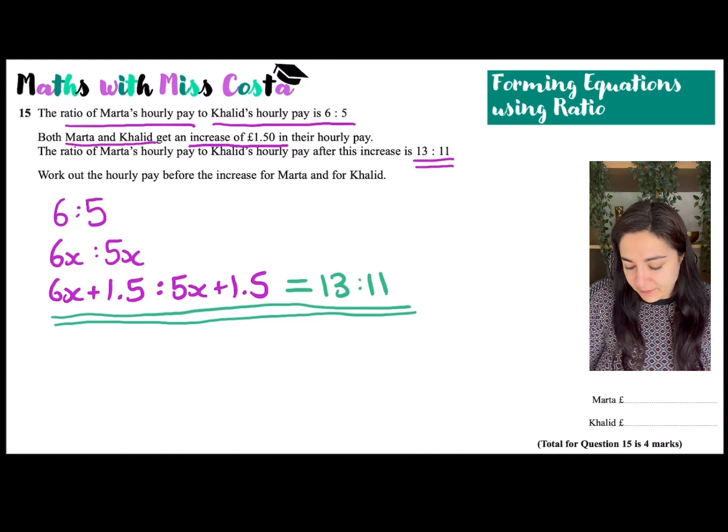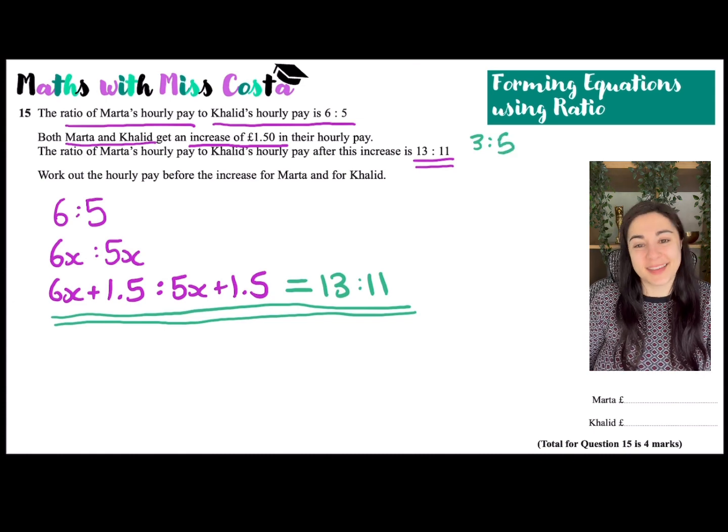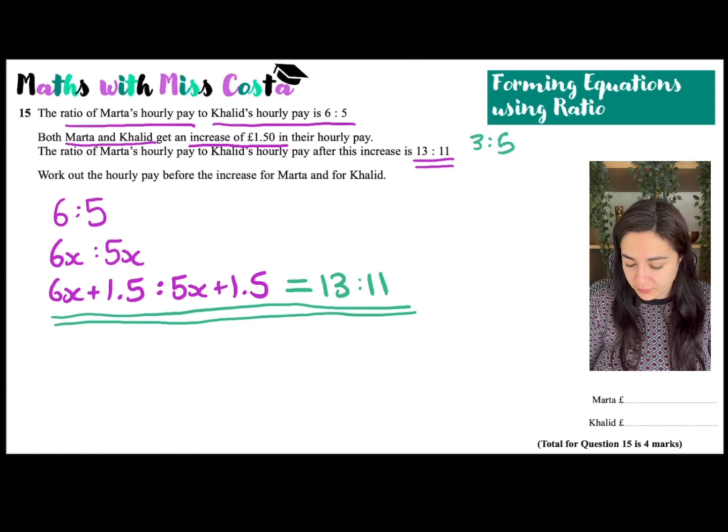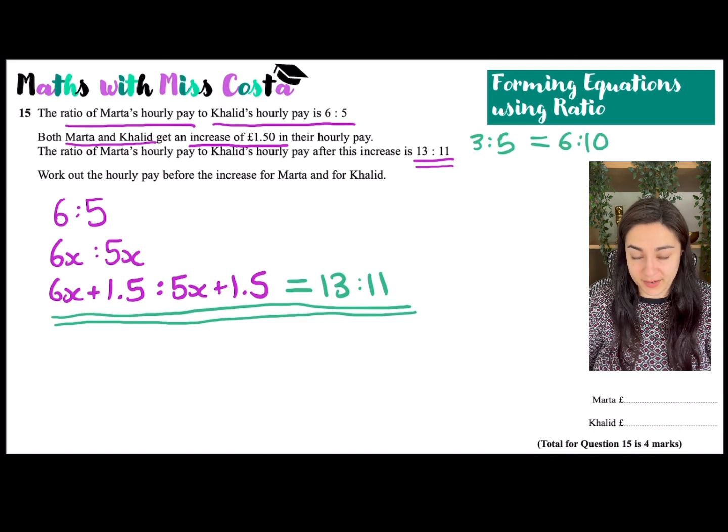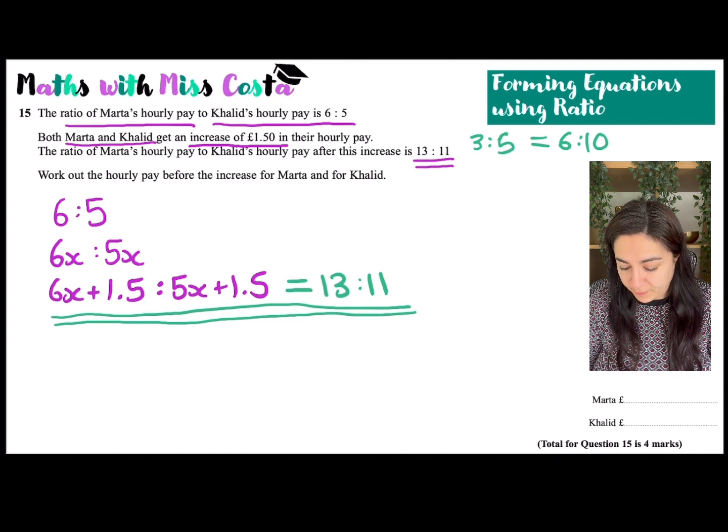So if I had the ratio 3:5, I jumped the gun and turned it into a fraction. So if I had the ratio 3:5, I know that that is equivalent to 6:10, because if I multiply everything by 2, they're equivalent. And if I turn this into a fraction over itself, 3/5 is equivalent to 6/10.